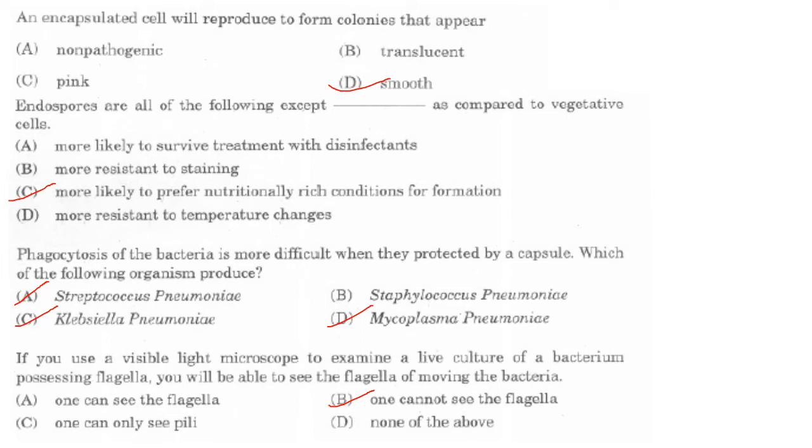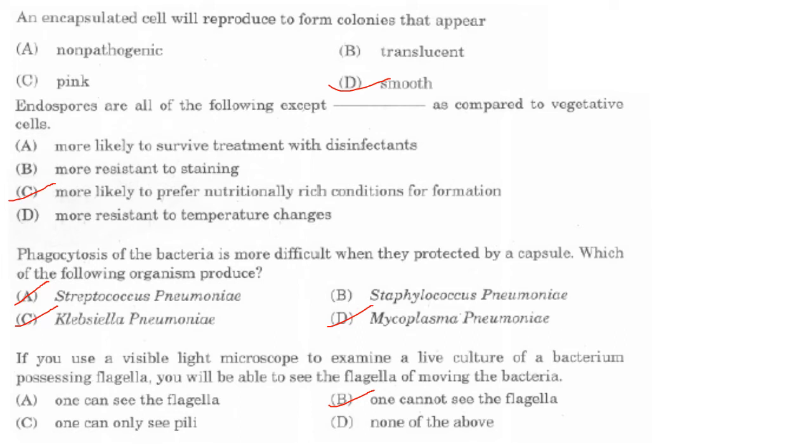As compared to vegetative cells, they are more resistant to temperature changes. That is also correct. Then, phagocytosis of bacteria is more difficult when they are protected by a capsule. Which of the following organisms produce?